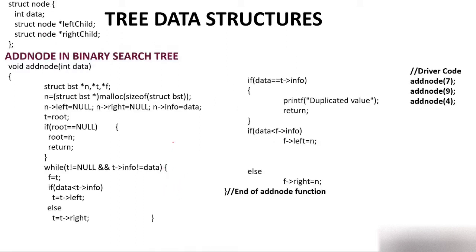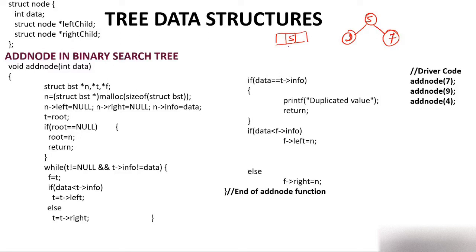Let's start with the algorithm. Before starting, let me tell you one thing very clearly. This is actually a node structure of any tree. What is a node structure of any tree? If I say 5, 2, and 7, this is a BST. If I talk about node structure, what will be the node structure? Node structure will be something like that.